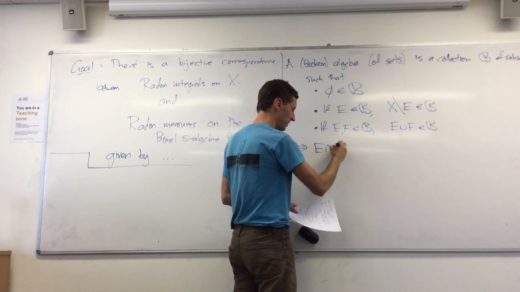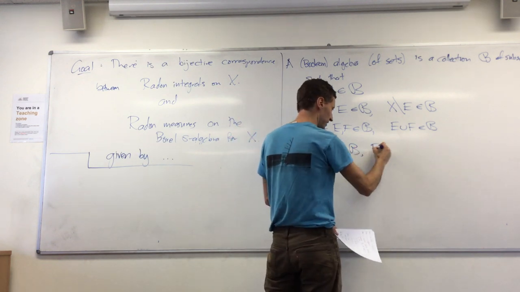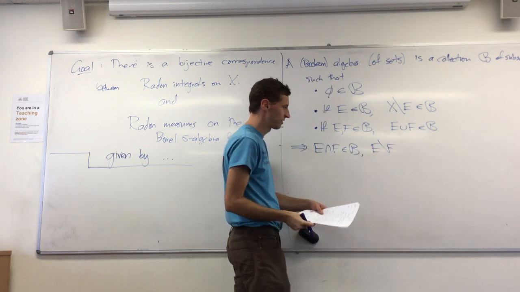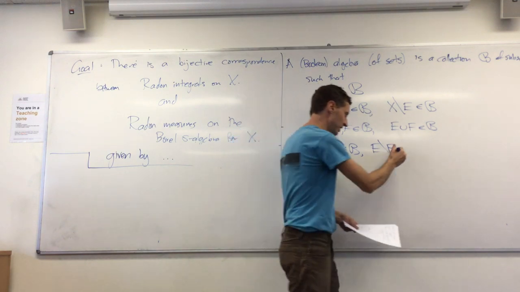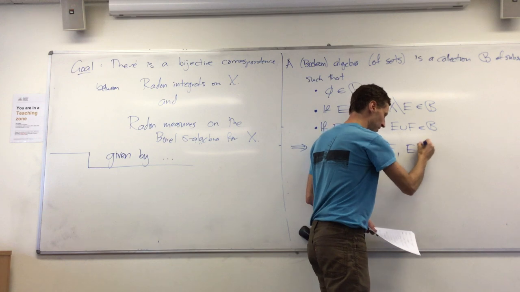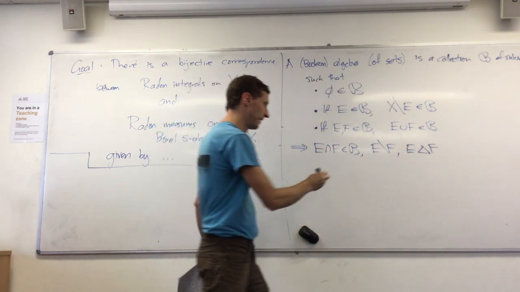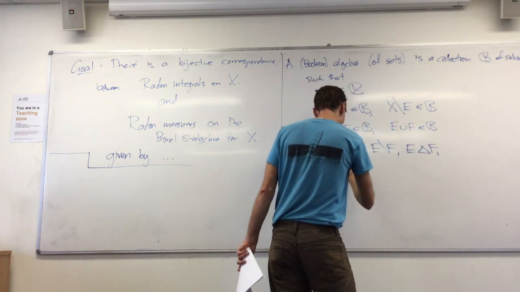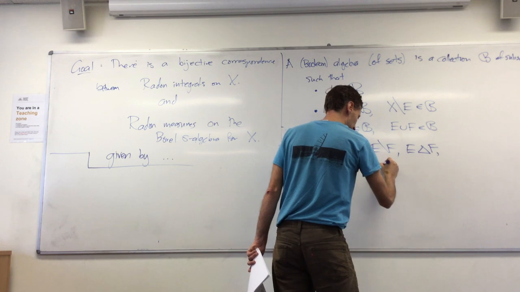Okay. And so that pretty easily tells you, combining these two facts, that the intersection is in there as well as the set difference, because this is just the intersection of E with the complement of F, even the symmetric difference, the stuff that's in one or the other but not both of E and F, and also by induction, finite unions and intersections.